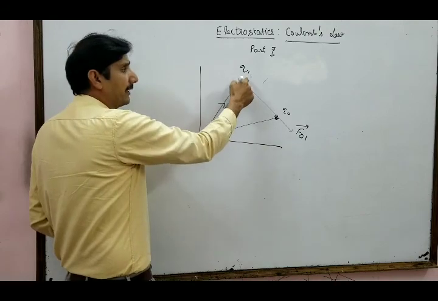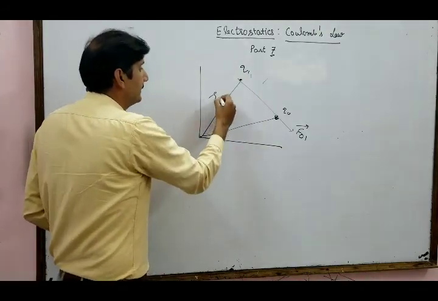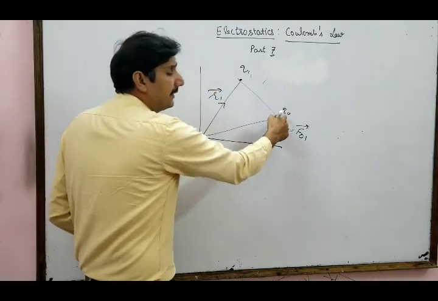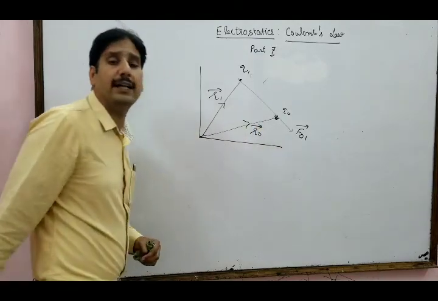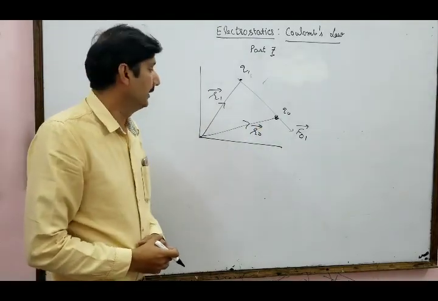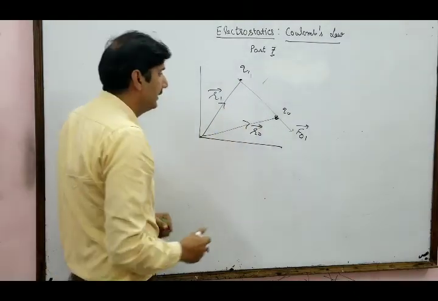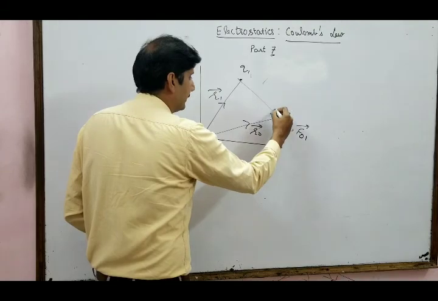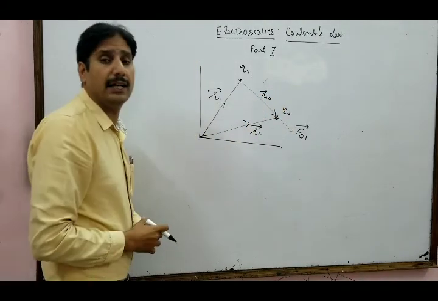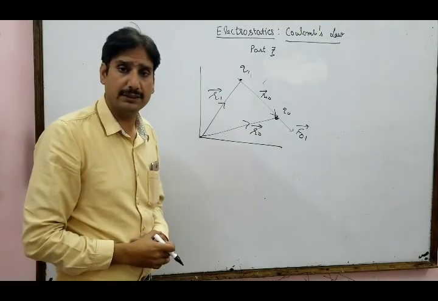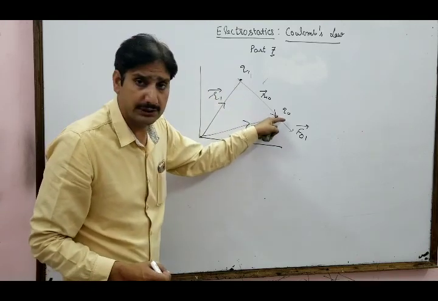Let's say the position vector of Q1, the vector representing the position of Q1 in coordinate space, is, let's say, R1, and the position vector of Q0 is, let's say, R0. Now, what would be this distance? It is easy to do that. Let's say I call this vector as R10. R10 is a vector from Q1 towards Q0.